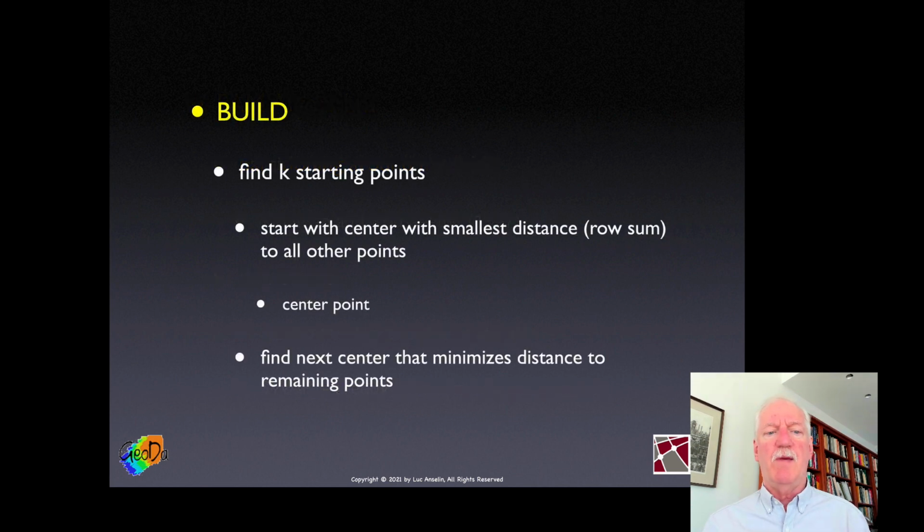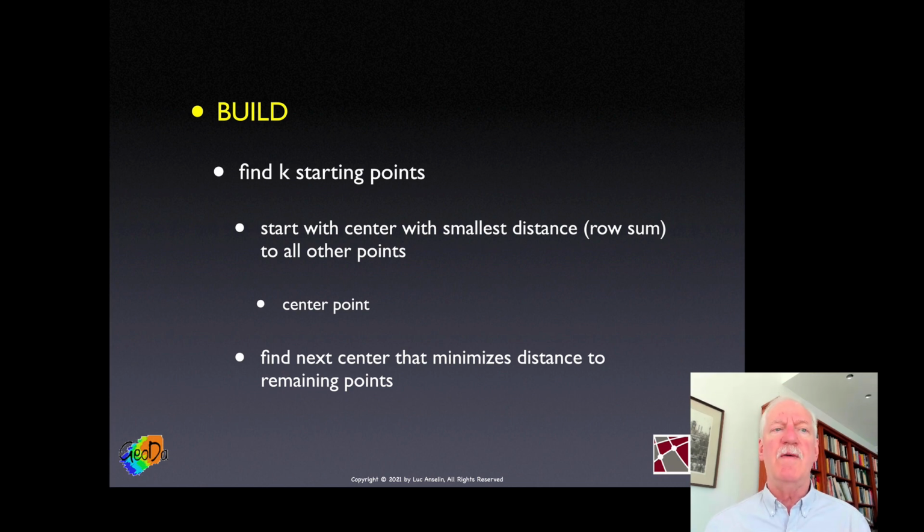The build stage, the first stage, is just like with k-means, finding k good starting points. And that actually has itself a little iterative procedure. It's not a random assignment. I mean, you could do that. You could take a random assignment similar to k-means. But in fact, in the PAM algorithm, the build stage has a logic to it.